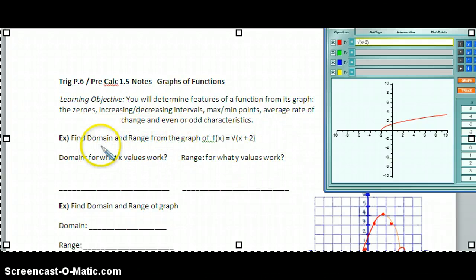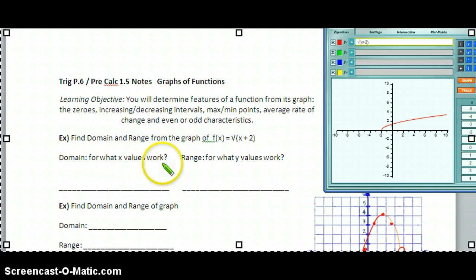So if I asked you to look at the graph of y equals the square root of x plus 2, here is the graph. So I invite you to pause the video and take a second to plot this graph on your xy axis in your notes here. Okay, so looking at the graph, if I asked you to tell me the domain, I'm asking you to tell me what x values work.